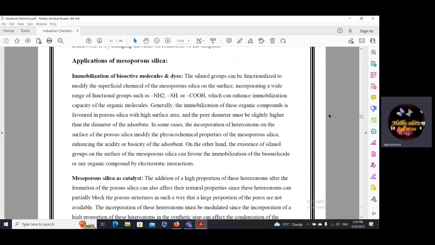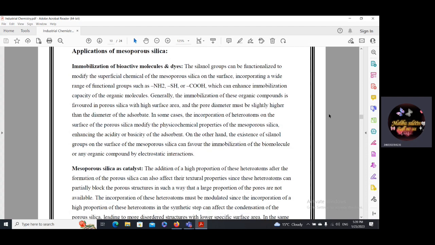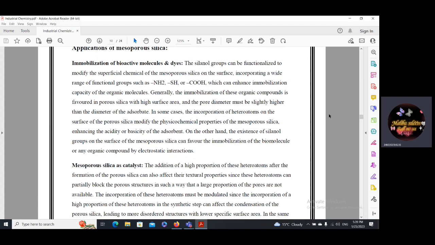First, we discuss immobilization of bioactive molecules and dyes. The silanol groups can be functionalized to modify the superficial chemistry of the mesoporous silica on the surface, incorporating a wide range of functional groups such as NH2, SH, and COOH, which can enhance the immobilization capacity of the organic molecule.